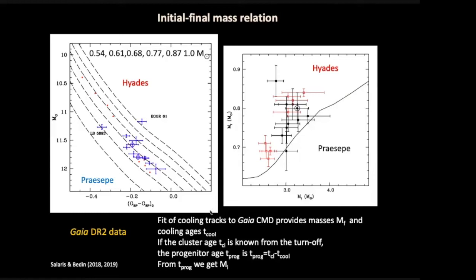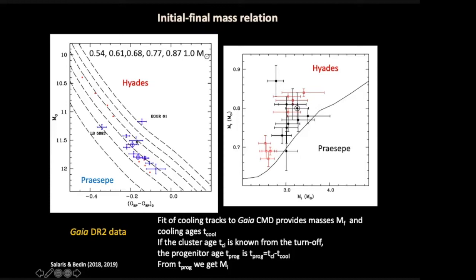And then we also have results on the initial-final mass relationship, still thanks to Gaia. Just a couple of examples from papers I made with Rolly Bedin in Padua, where we got, for example, CMDs of the IADs, and we can determine the initial-final mass relationship from the age from the Tarnov and the position of the stars, these IADs and Precipi along the cooling track.